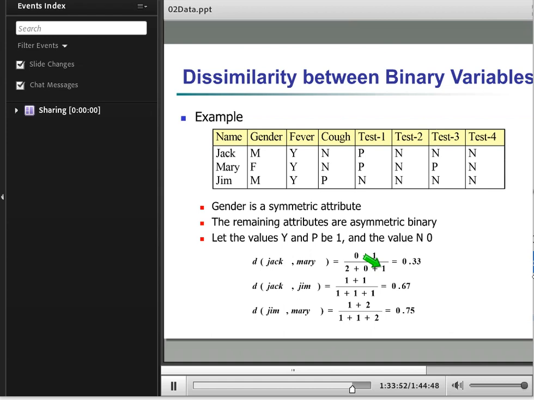For Jack and Jim, for fever, both of them are 1 or yes. For cough, one of them. For test 1, one of them. And for test 2, 3, and 4, both of them are negative. So in the equation, I'm writing 1 plus 1 plus 1.